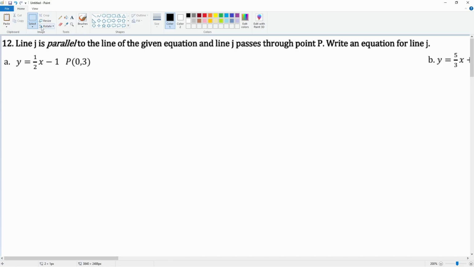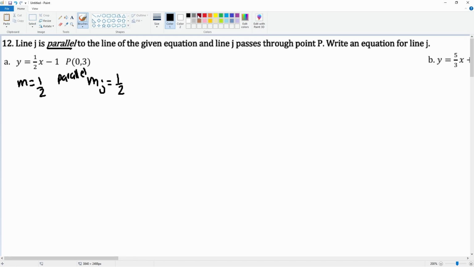Here we have this question. It says line J is parallel to the line of the given equation. Line J also passes through this point. So first of all, we want to find line J. Okay, and it is parallel. So the slope here is going to be 1/2. So the slope of J has to be the same, also 1/2, because they're going to be parallel.